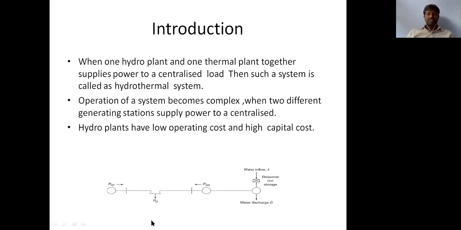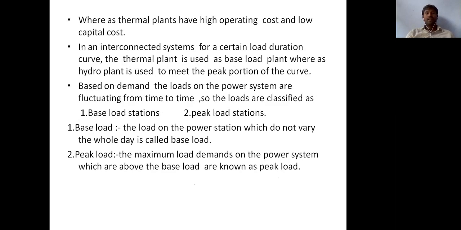In an interconnected system with a centralized load, thermal plants are used as base load plants, whereas hydro power plants are used as peak load plants. Because hydro plants can be brought to the bus bar very fast, in a few minutes, power generation starts quickly. They have a high reliability.